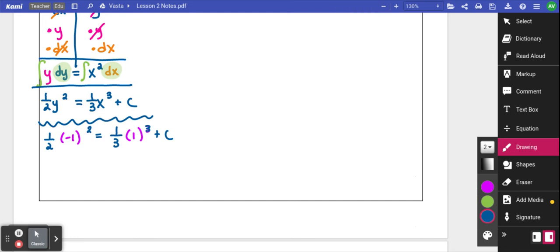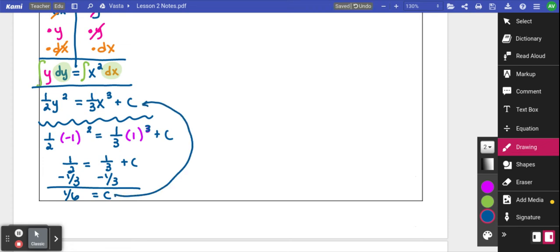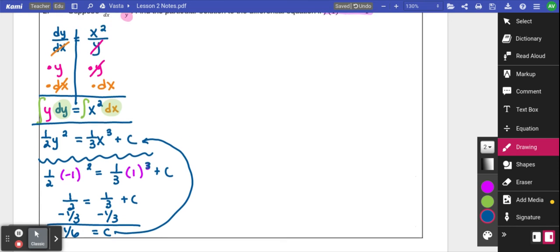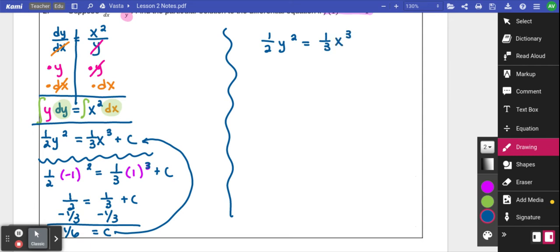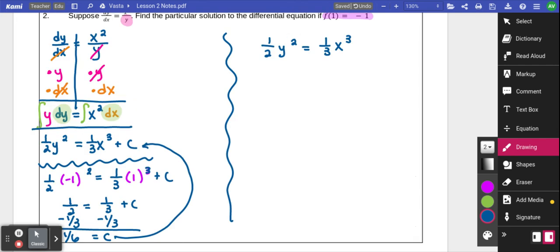Select the right color. 1/2 equals 1 cubed is just 1, so it's 1/3 plus c. If I subtract 1/3 on both sides, I'm going to get c equals 1/6. Now I'm going to take that c value and plug it back in to make my equation. Now, y is not by itself yet. That's going to be my next step, to get y by itself. So I'm going to have 1/2 y squared equals 1/3 x cubed plus 1/6.